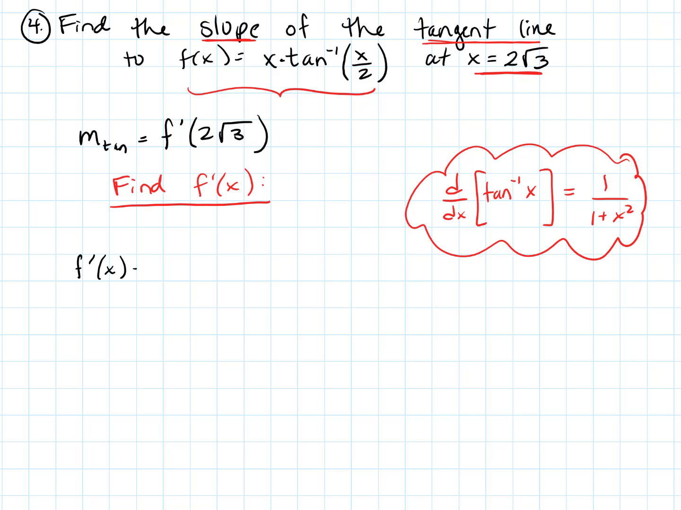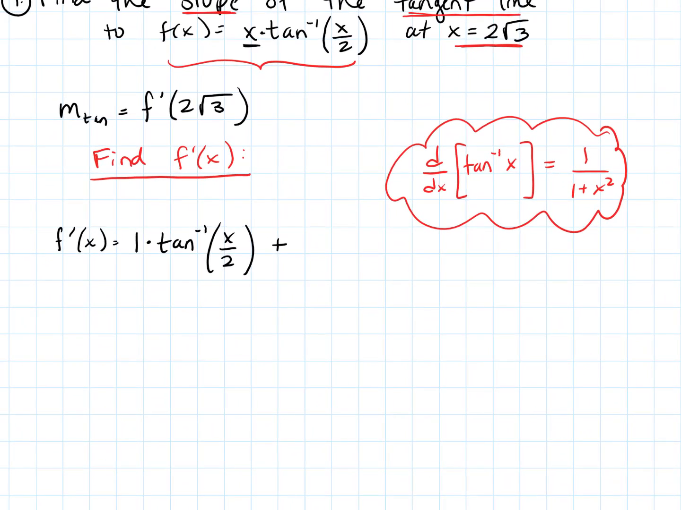So we take the derivative of the first function, the derivative of x is 1, times the inverse tangent of x over 2, plus now we have to take the derivative of the inverse tangent. And again, it has a composition as well, the derivative of the inverse tangent is going to be 1 over 1 plus whatever the argument is there, which is x over 2 quantity squared. Okay? Then we have to take the derivative of x over 2.